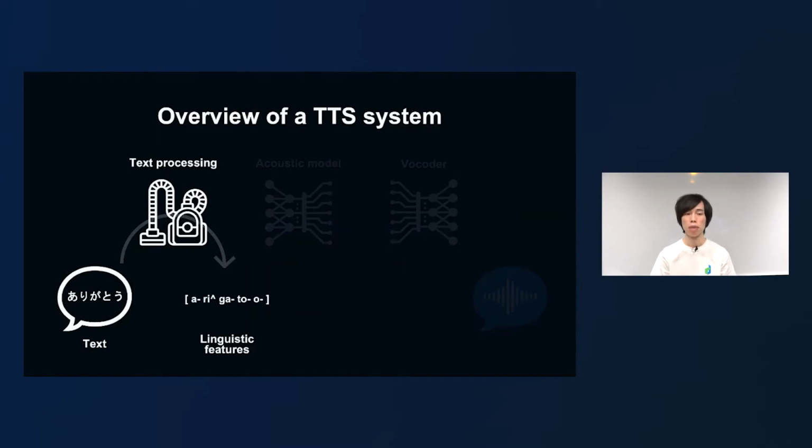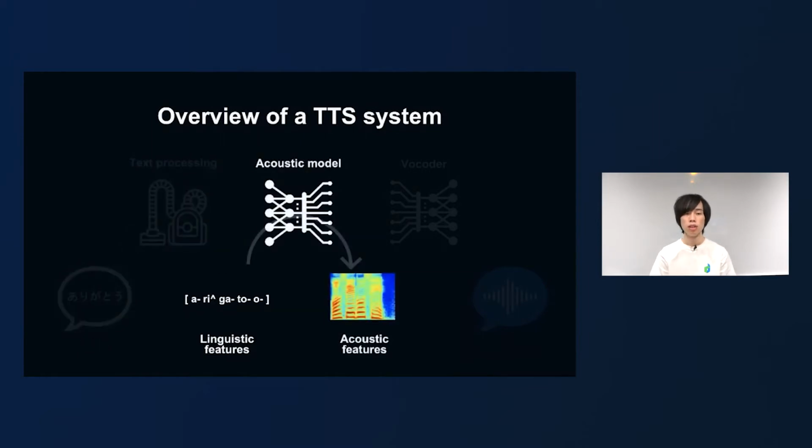First is text processing. The purpose of this module is to convert the input text into a format that the synthesis engine can read. Processing such as text normalization, grapheme to phoneme, and accent estimation in Japanese is performed. The text is converted into phoneme sequence or linguistic features.